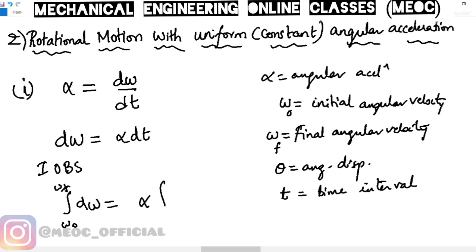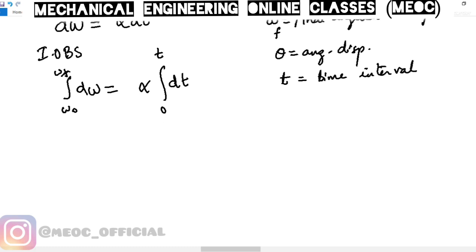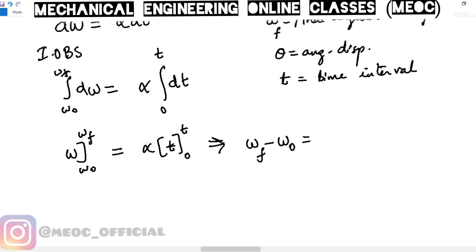Since alpha is constant, I am keeping it outside the integral. From 0 to t, time is changing. So on integration, we get omega that changes from omega naught to omega f, and this is alpha t, which changes from 0 to t. So this can be written as omega f minus omega naught is equal to alpha t, or omega f is equal to omega naught plus alpha t. So this is the first result, first outcome.